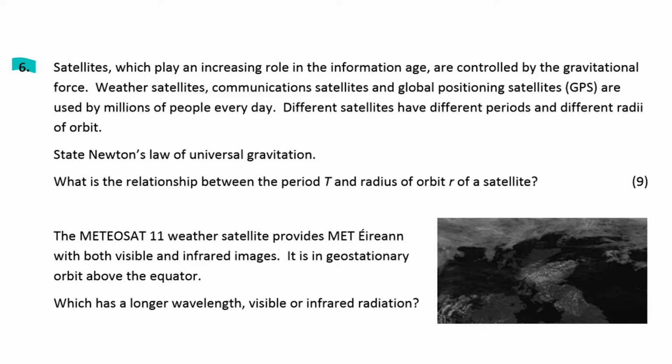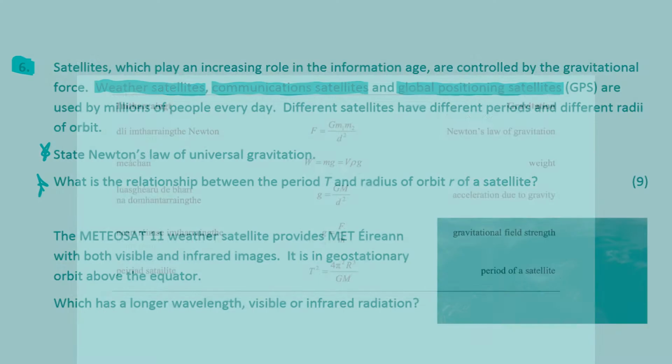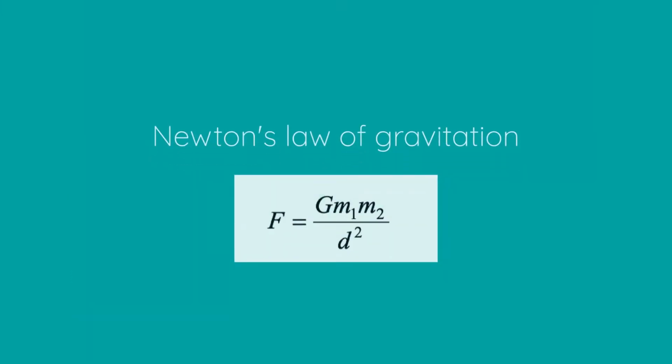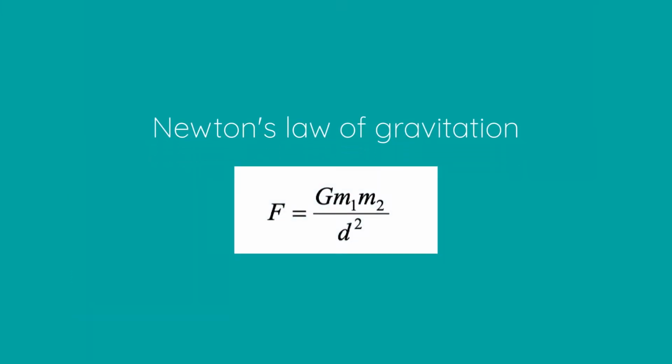Up on the top we have a little blurb of information about satellites of all different kinds, including weather satellites, communication satellites, and global positioning satellites. Our first two questions, here and here, are based on this theme. Before we dive into part 1, I just want to draw your attention to page 56 of the Formula and Tables book, in which we will be looking at, in particular, Newton's law of gravitation, which we will be quoting directly in our answer.